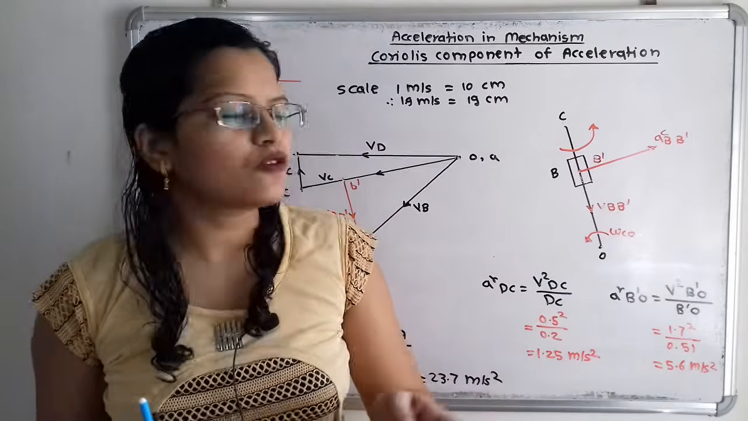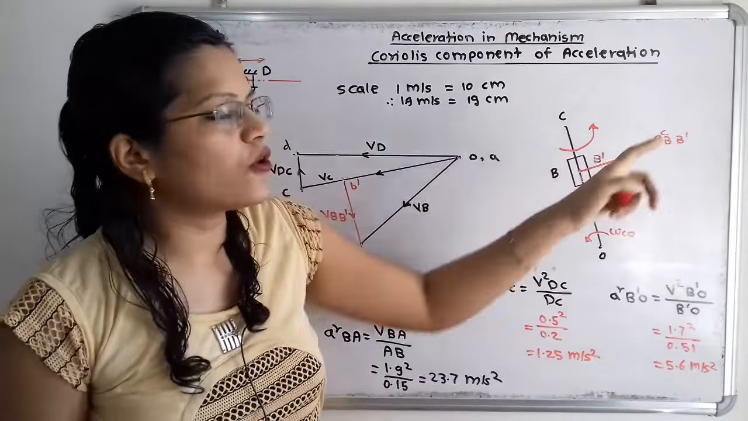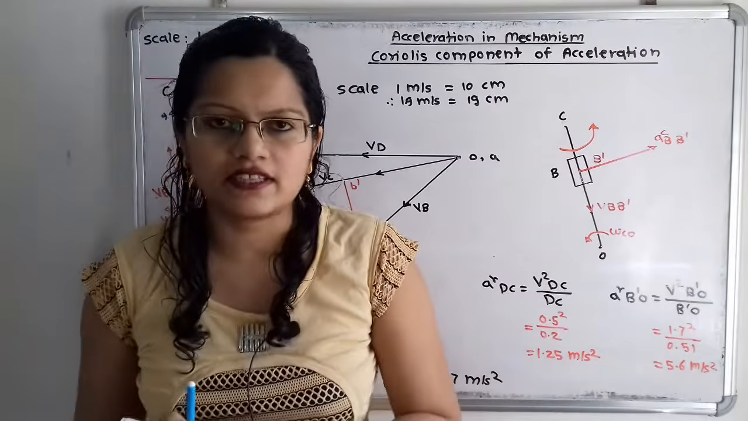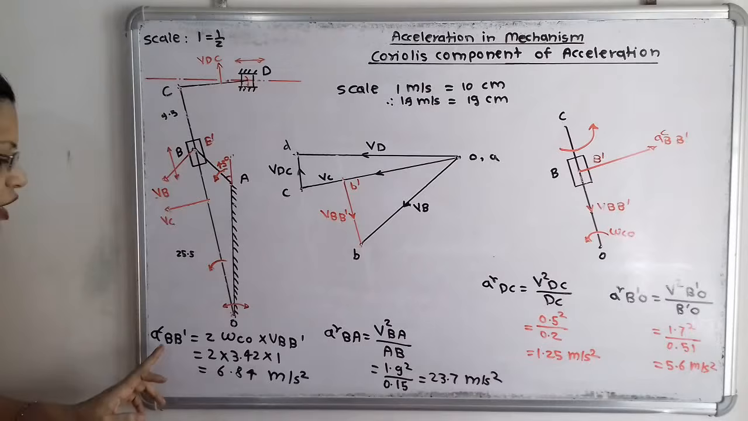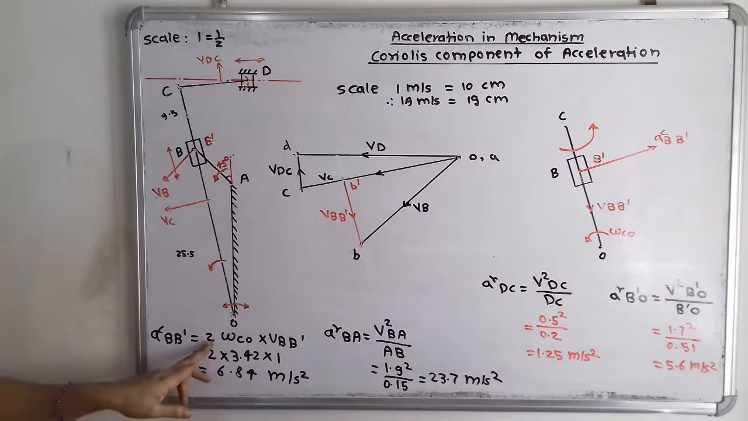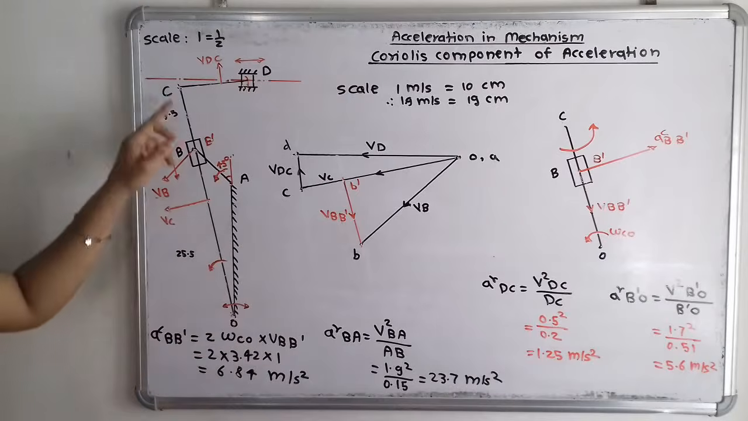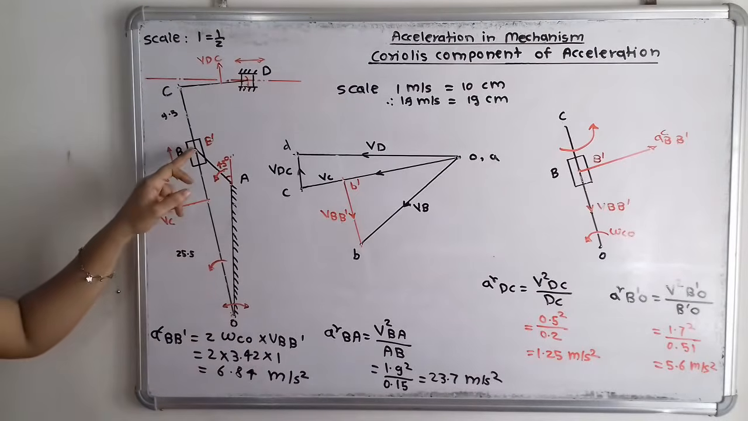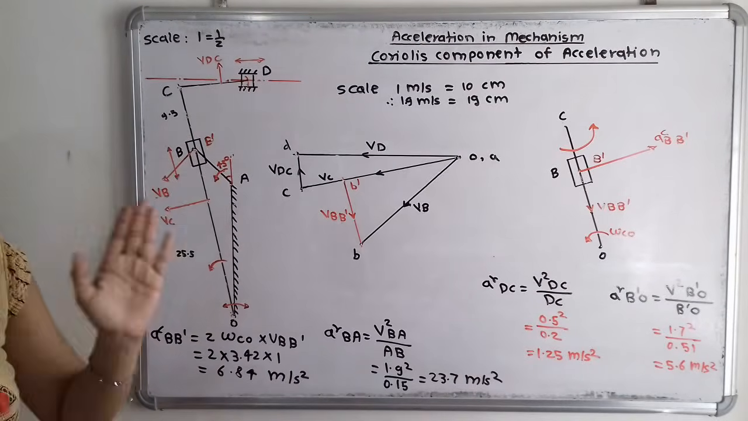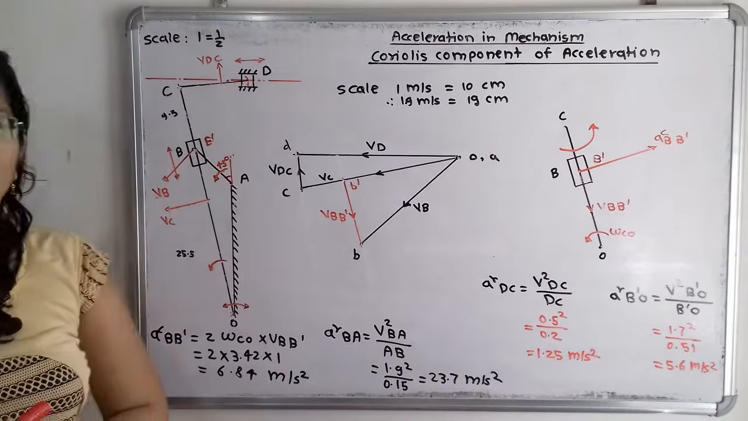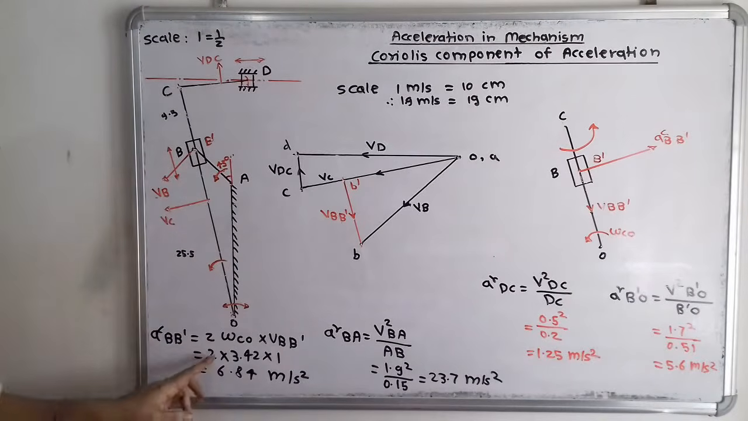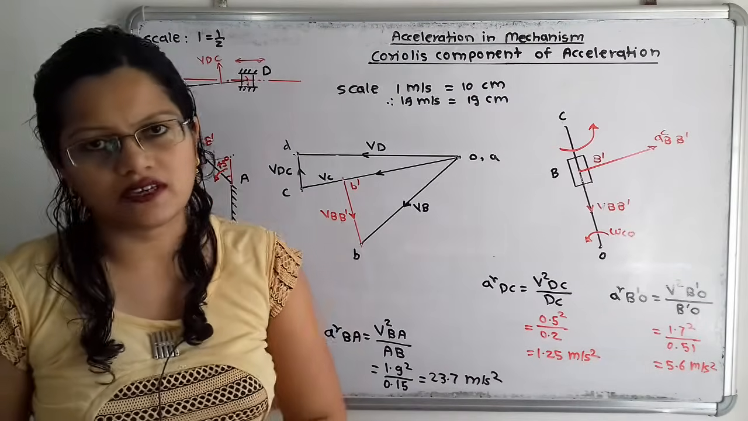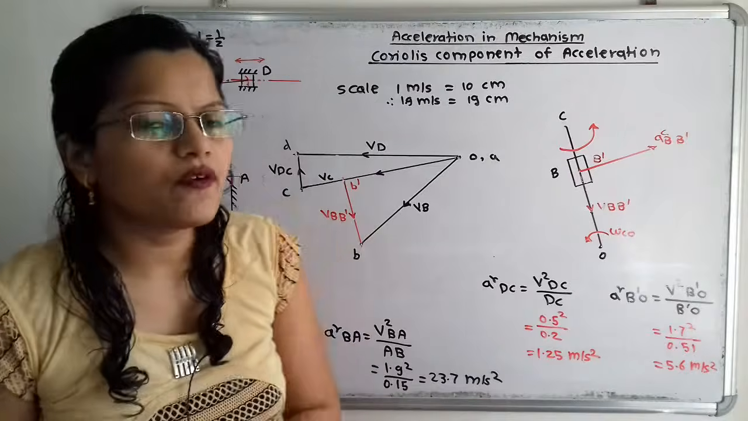Now we will calculate the magnitude of the Coriolis component of acceleration. The formula is 2 omega multiplied by v, where omega is for the link CO and v is the velocity of b with respect to b dash. If we put in the values, 2 into 3.42 into 1, we get 6.84 meter per second square. Now we will move to the next.